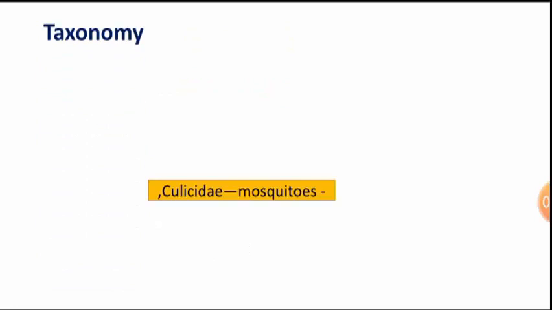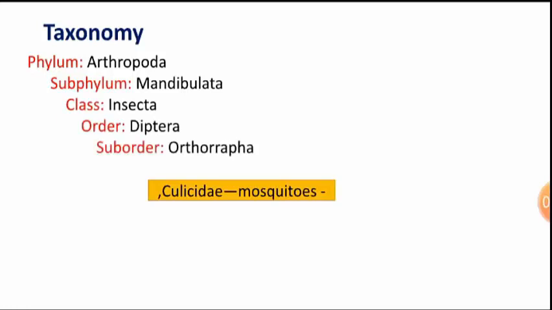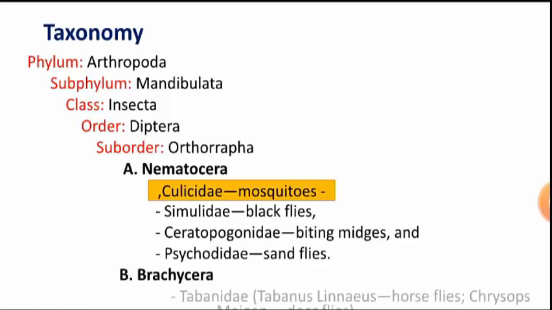Let's start with taxonomy. Phylum Arthropoda, subphylum Mandibulata, class Insecta, order Diptera, suborder Orthorrhapha, which contains two divisions. Nematocera, which contains family Culicidae, Simuliidae, Ceratopogonidae, and Psychodidae. And another division, Brachycera, which contains Tabanidae.